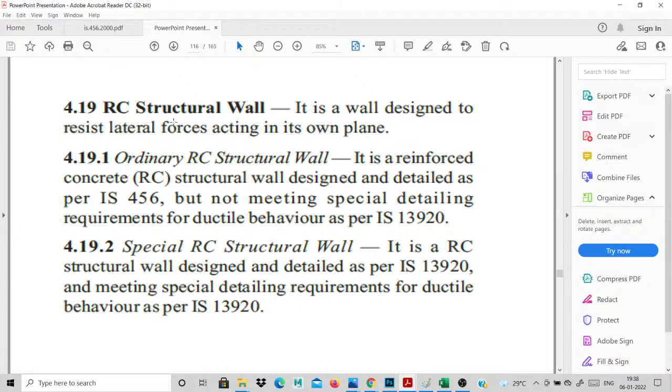Then there are RC structural walls. The shear walls also resist the earthquake forces. One is the ordinary RC structural wall, which is a reinforced concrete structural wall designed and detailed as per IS 456, but not meeting the special detailing requirements. For earthquake design, the detailing requirement is as per IS 13920. The ordinary RC structural wall does not need IS 13920, but the special RC structural wall you design as per IS 13920.